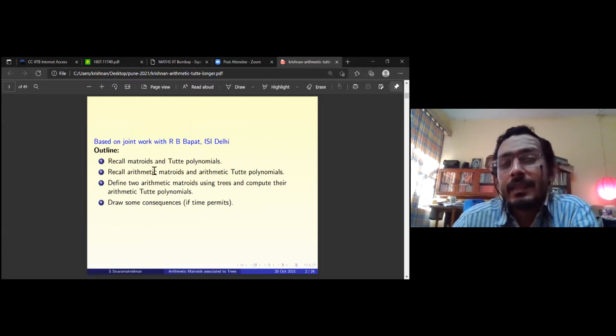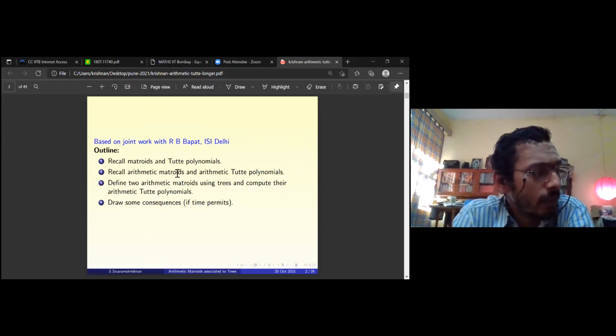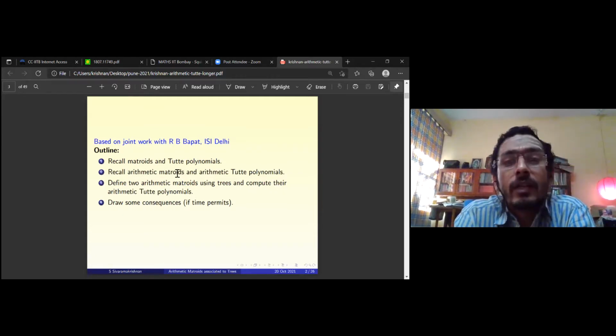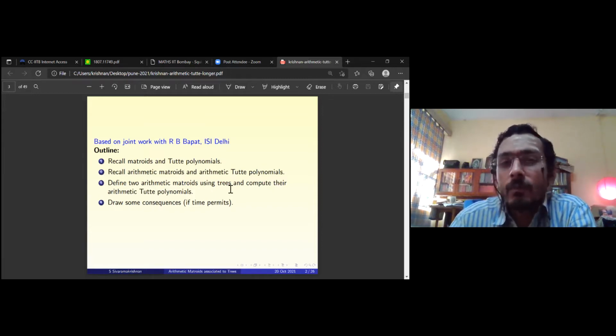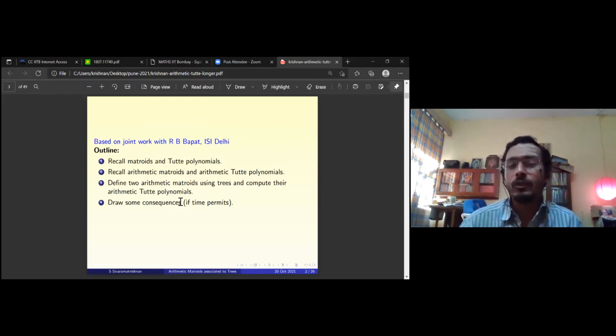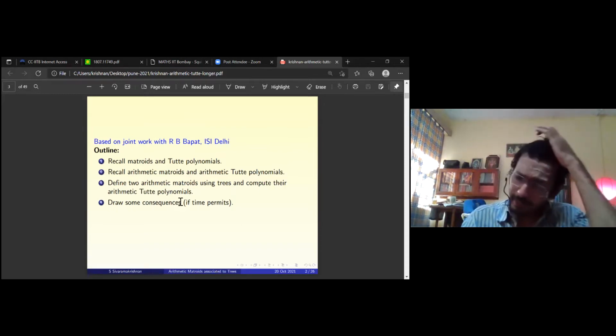And then recently there are some things called arithmetic matroids. That is a little more, so when the vectors are integral vectors, then you can associate a little more data, and the counterpart is this arithmetic Tutte polynomial. So I'll define that, and I'll define two such matroids using trees, and we'll compute their arithmetic Tutte polynomials. Yeah, so this is the rough outline.